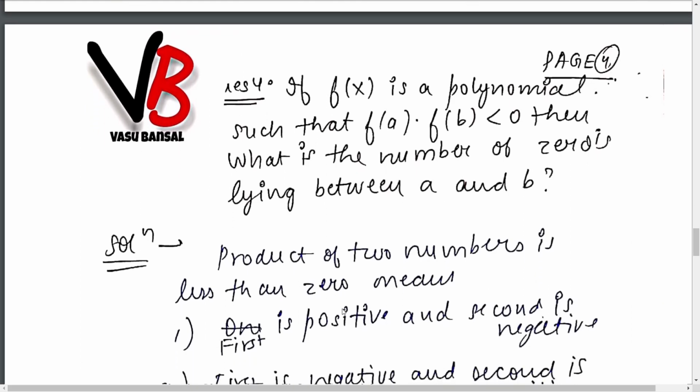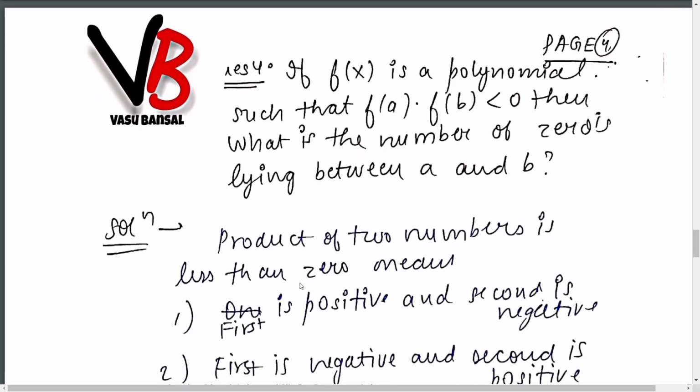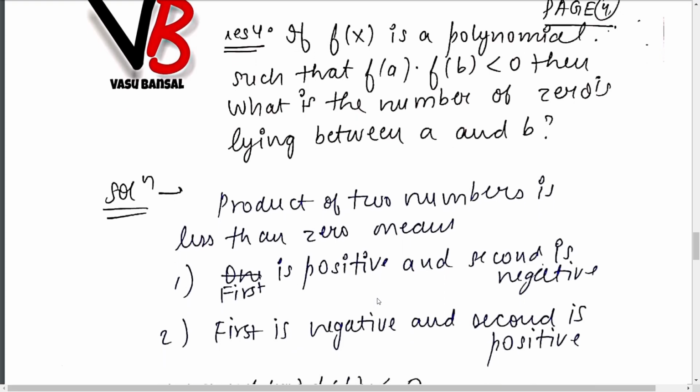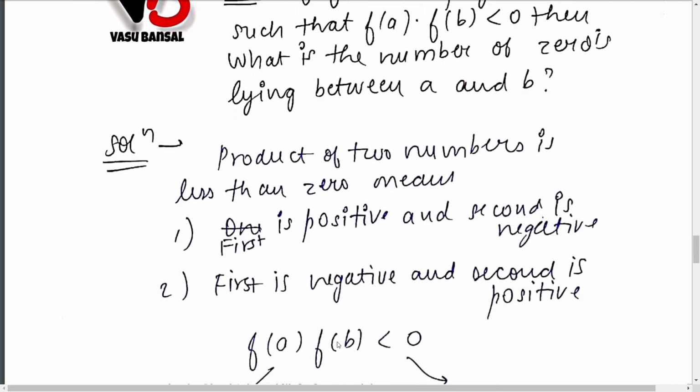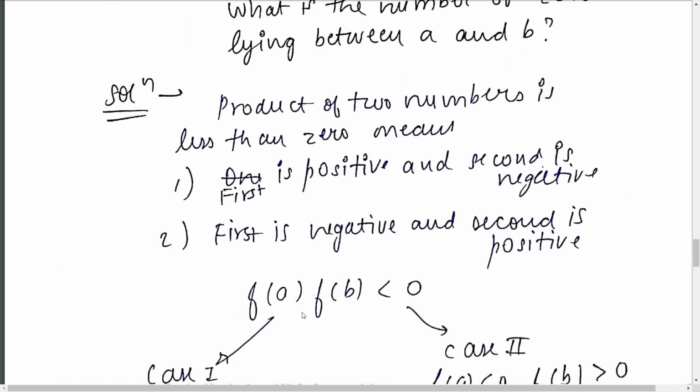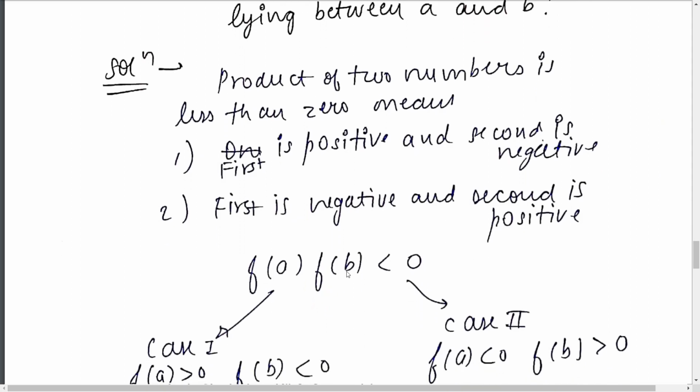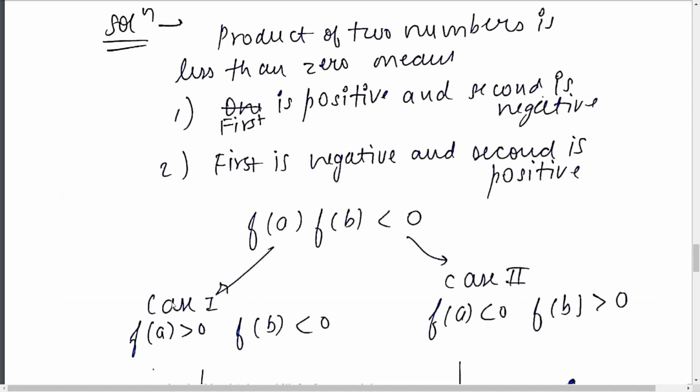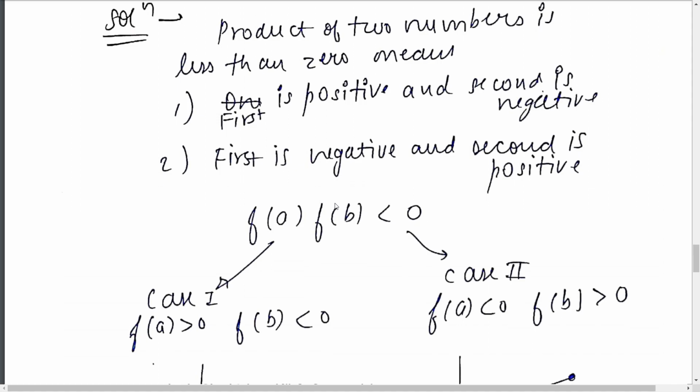So the first concept is that the product of two numbers is less than 0 only when either the first number is positive and the second is negative, or the first is negative and the second is positive. So f of a and f of b are also numbers. So f of a into f of b less than 0 means f of a is greater than 0 and f of b is less than 0, case 1. If you can't understand, I'll give you an example.